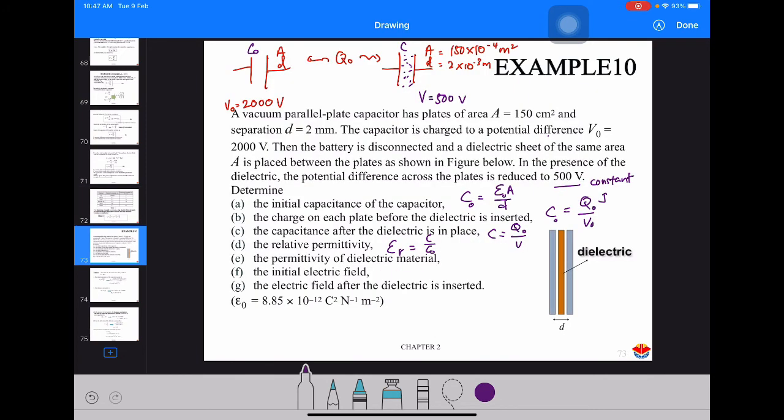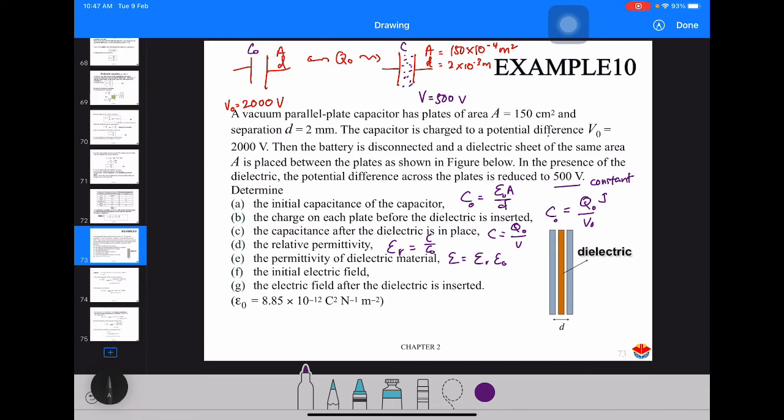Okay, the permittivity of dielectric materials, so it's just epsilon equals epsilon R epsilon naught. So epsilon R is actually a ratio, epsilon is the permittivity itself.